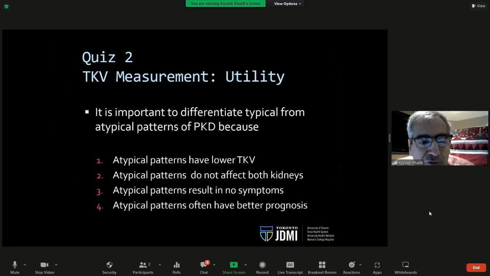It is important to differentiate typical from atypical patterns of polycystic kidney disease because: one, atypical patterns have lower total kidney volume; two, atypical patterns do not affect both kidneys; three, atypical patterns result in no symptoms; or four, atypical patterns often have better prognosis. And maybe we can have you cast your vote now.